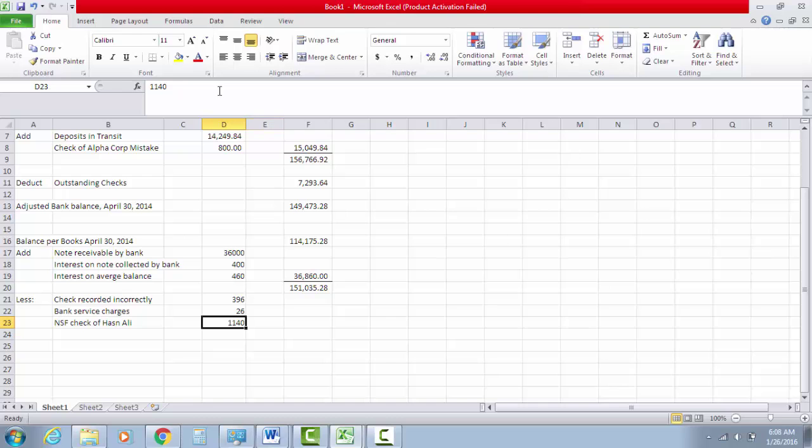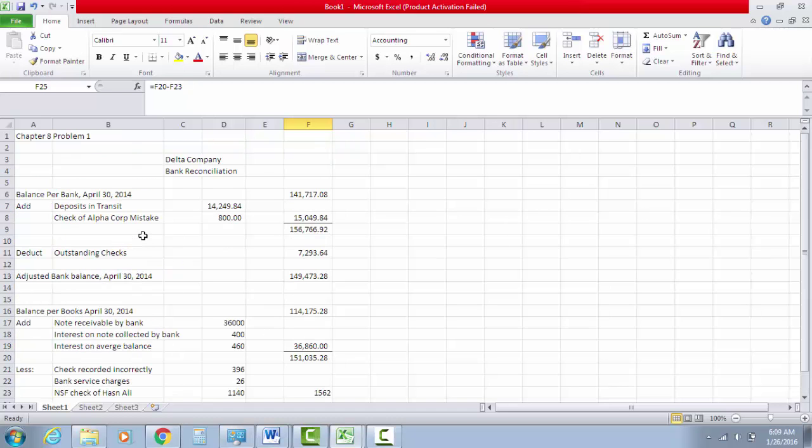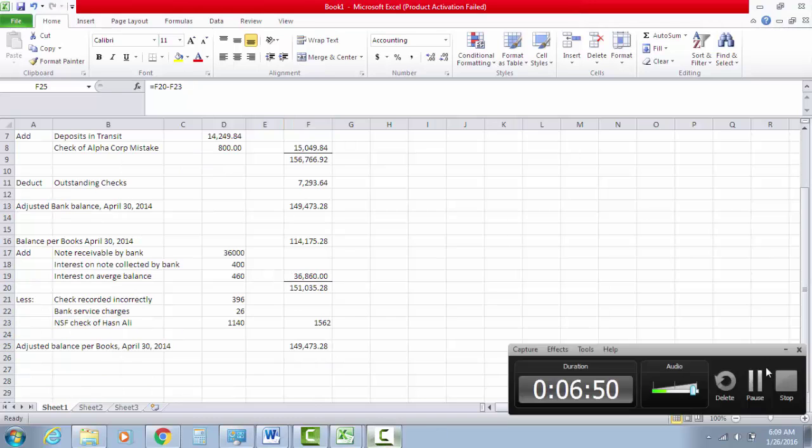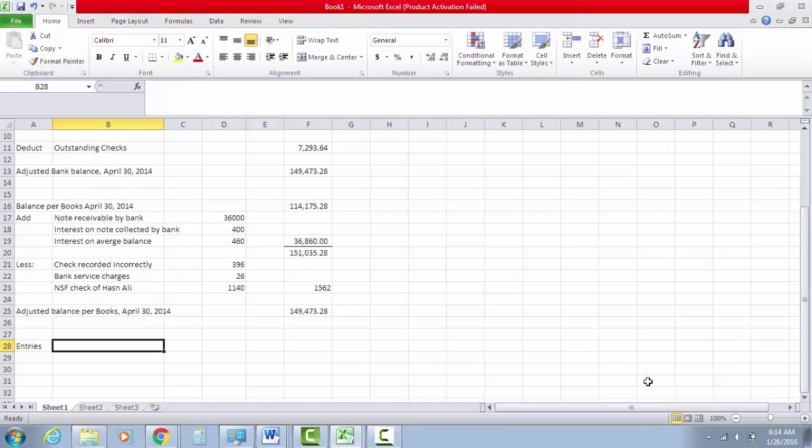And that's $1,140. So your total to subtract at that point is $1,052. Actually, that's not 0.6. That's just 1,140. So my total adjusted book balance per books, April 30th, 2014, also ties to my adjusted bank balance of $149,473.28. Please take a look at this review as we do have an exam coming up on Chapter 7 and Chapter 8.